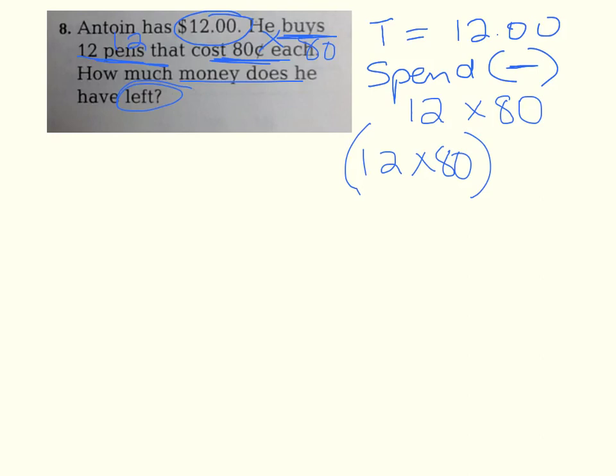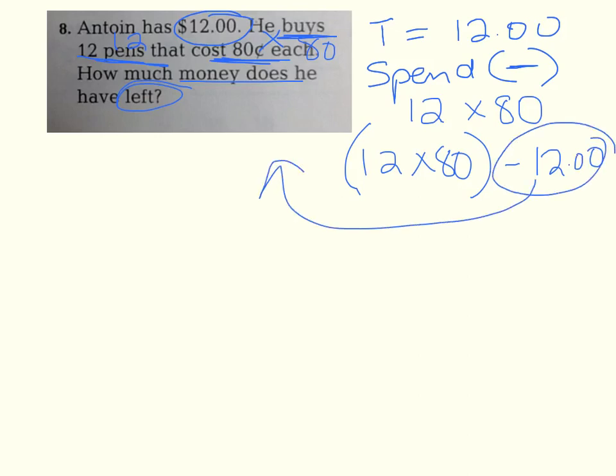But to do that, we can't say minus $12 like we want to. We have to kind of take this right here and put it into the beginning of our problem. So that's going to be $12 minus 12 times 80. So it's a two-step problem. Let's go ahead and start solving that two-step problem.